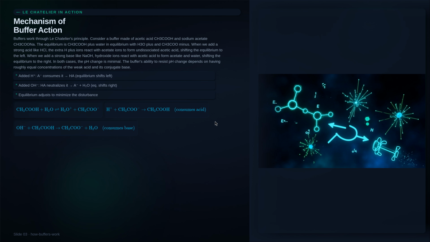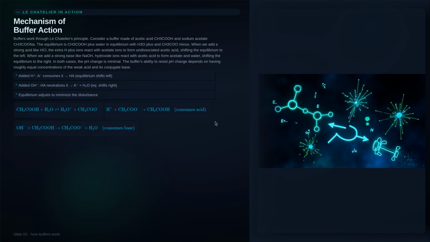Buffers work through Le Chatelier's principle. Consider a buffer made of acetic acid and sodium acetate. The equilibrium is CH3COOH plus water in equilibrium with H3O+ and CH3COO-.